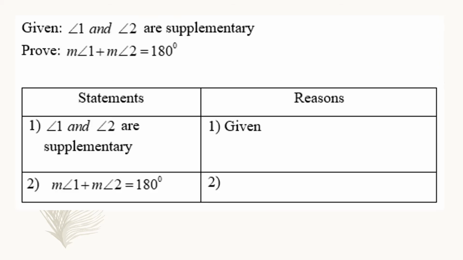So for the first one, given angle 1 and angle 2 are supplementary, prove that measure of angle 1 plus the measure of angle 2 equals 180. So the given is angle 1 and angle 2 are supplementary. Then if we look on our reference sheet, the definition of supplementary tells me that if they are actually supplementary, then the measures are equal to 180. So the reason for that is the definition of supplementary.